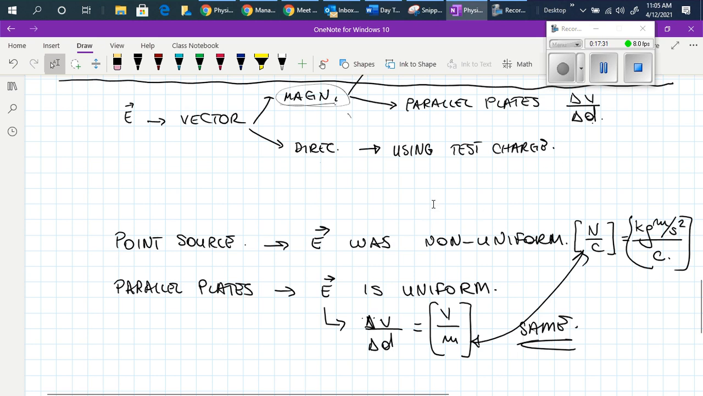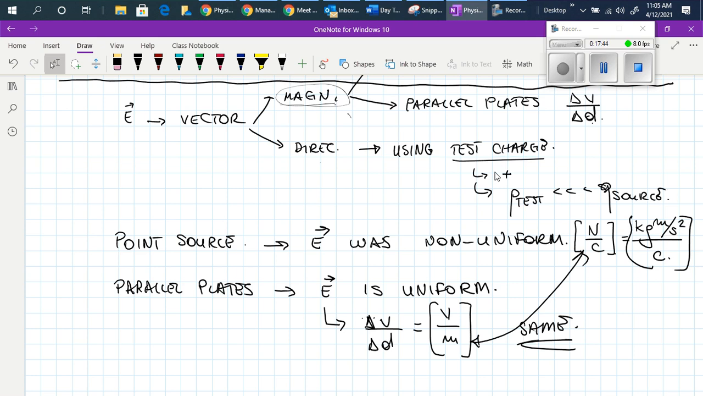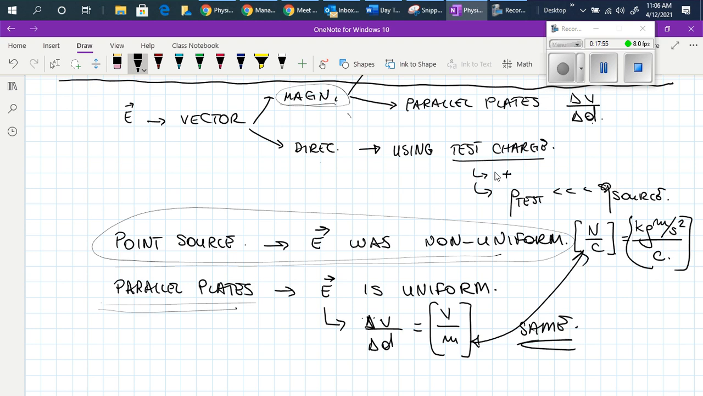But just keep in mind that when you have a point source, the electric field direction is still defined by using the test charge, which is always positive and way smaller than the source. And when we have a point source, it is not uniform. When we have parallel plates, it is uniform.